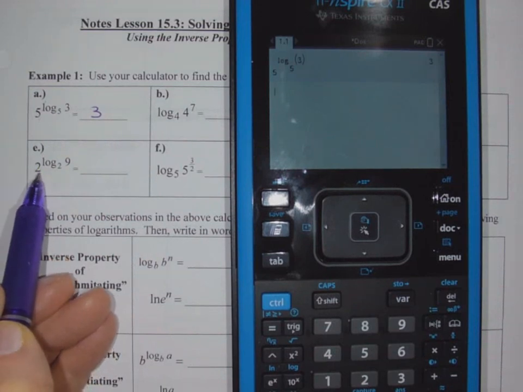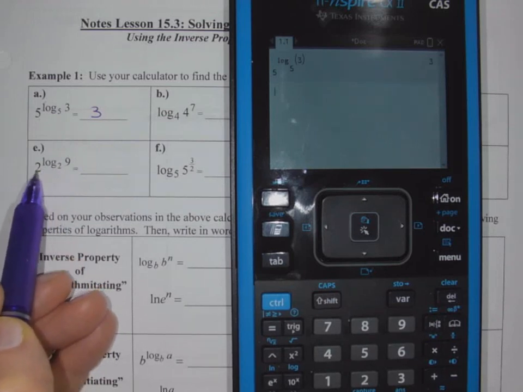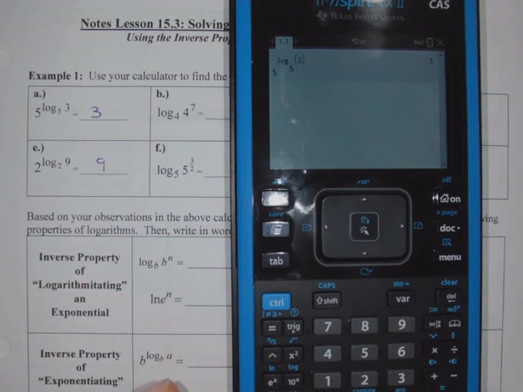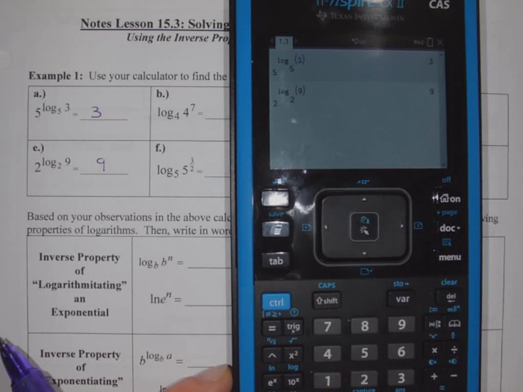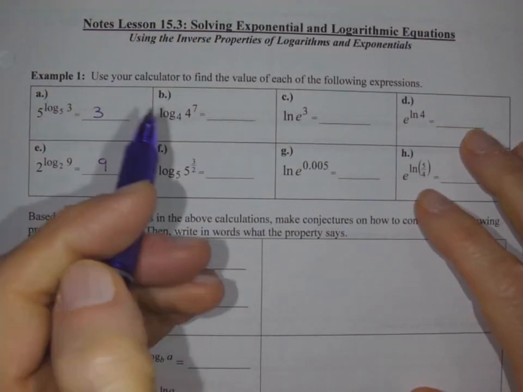So look at this one here. 2 to the power of, and the power is a log base 2. Those two being inverses of each other, they will cancel each other out, and we'll just be left with a 9. Let's confirm on the calculator. 2 exponent, and then log base 2 of 9. And sure enough, I get a 9. So you kind of get the idea, I hope.